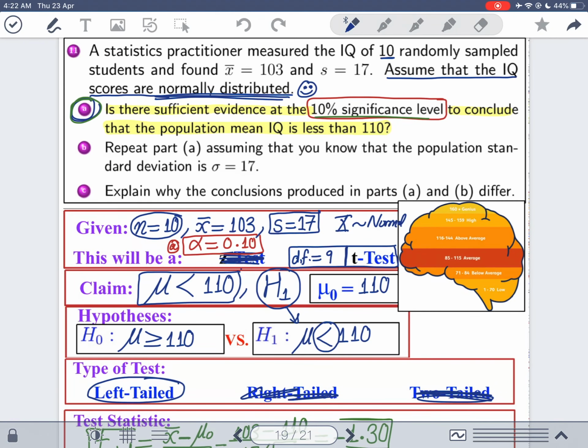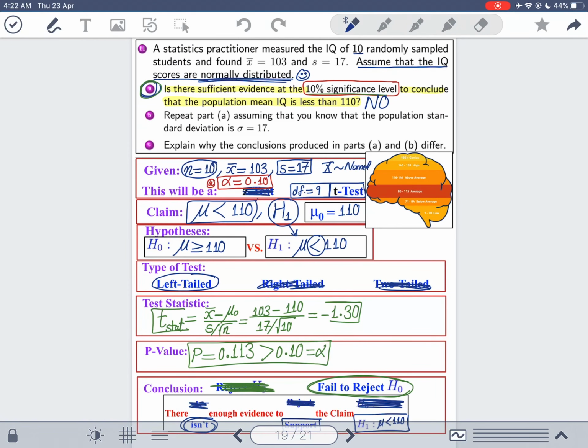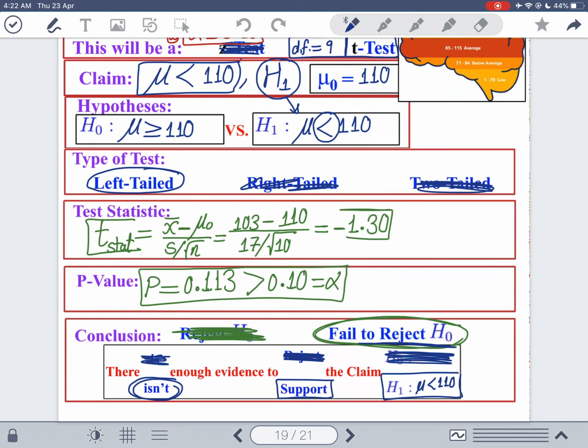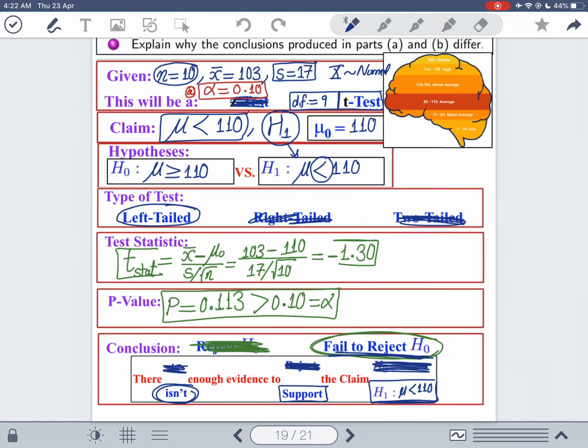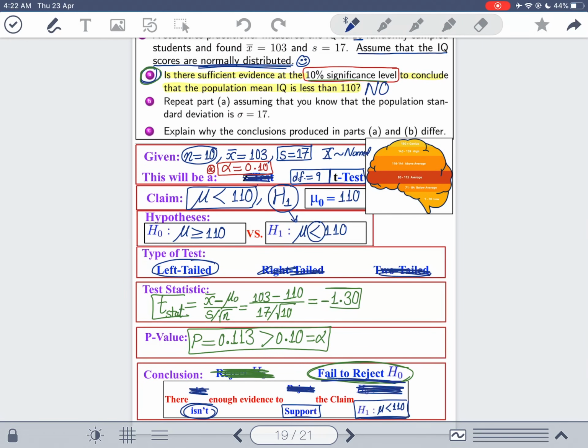So is there sufficient evidence at the 10% level to conclude that the population mean IQ is less than 110? No, we don't have enough evidence because we failed to reject H0 and our claim is H1. So when you fail to reject H0, this means that kind of H0 is correct, so H1 is not correct. So there is not enough evidence to support the claim or the alternative hypothesis. So no, there isn't. You can say, okay, keep it as no, but you understand what I mean by this.